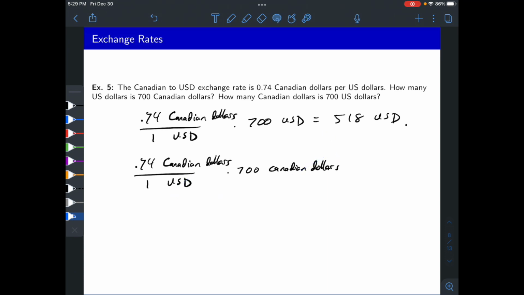So what we can do, though, is reverse this proportion, kind of like what I was mentioning earlier. So just reverse the proportion like this.